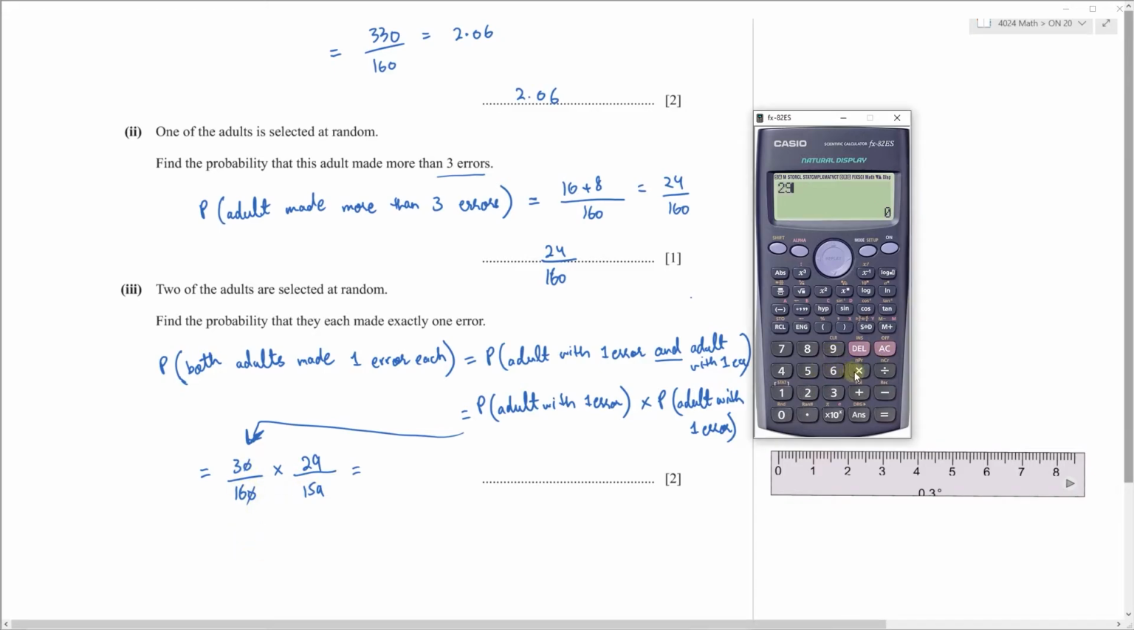So 29 multiplied by 3 is 87 divided by 16 into 159. 16 into 159 is 2544. Let's see if you can simplify this further. If I write this as a fraction and if my calculator simplifies it. Yes, it does. 29 over 848.